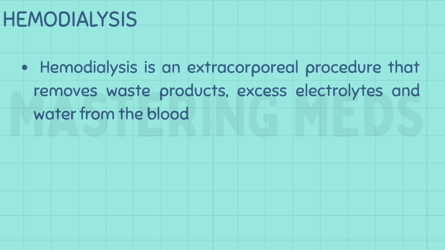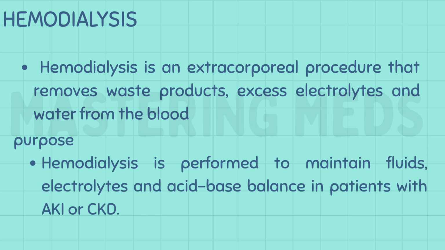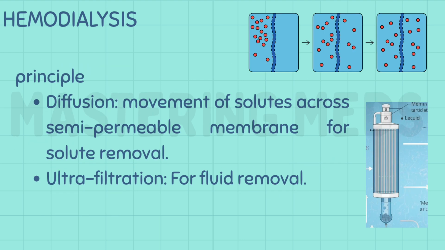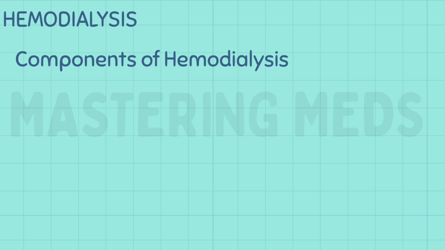Why do we perform hemodialysis? Hemodialysis is performed to maintain fluid, electrolyte and acid-base balance in patients with AKI or CKD. Hemodialysis works on the principle of diffusion and ultrafiltration. Diffusion: movement of solutes across a semi-permeable membrane for solute removal. Ultrafiltration: for fluid removal.